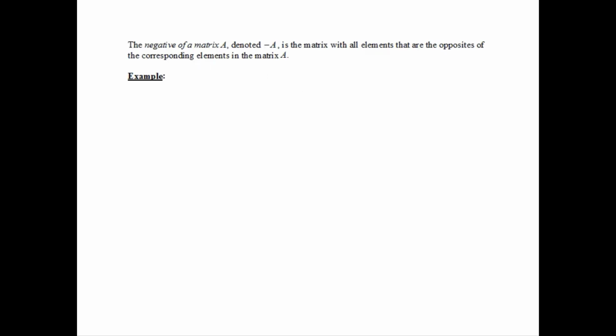Subtraction of matrices is going to involve the negative of a matrix A. We're going to write the negative of a matrix A as minus A or negative A, and it's going to be the matrix that has all elements that are the opposite of the corresponding elements in the original matrix. So if I have an A of this, what will negative A, or the opposite of A, be? Exactly what you would expect. Here we'd have a positive 3, negative 2, negative 1/4, positive 5.